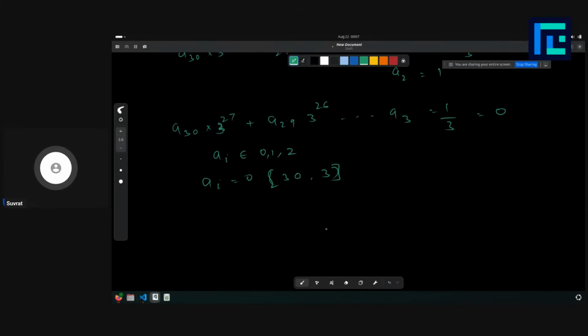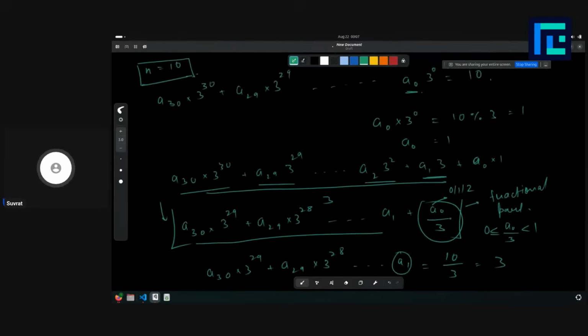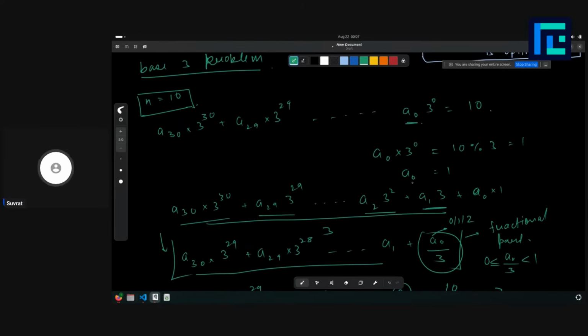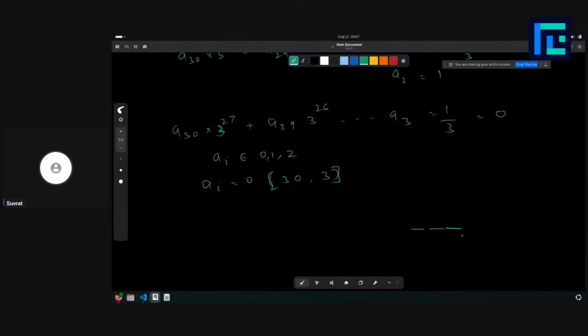So basically we have gotten our base 3 representation. Let's start from the least significant bit. a0 was 1, then a1 was 0, then a2 was 1. So 1 0 1, and the rest are all zeros.